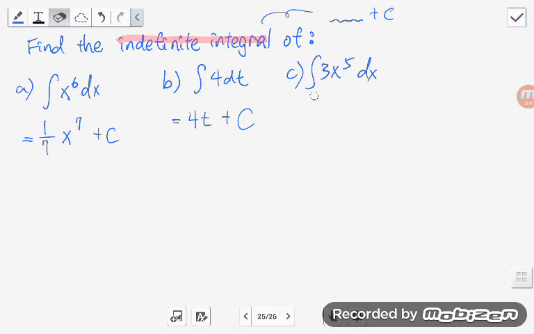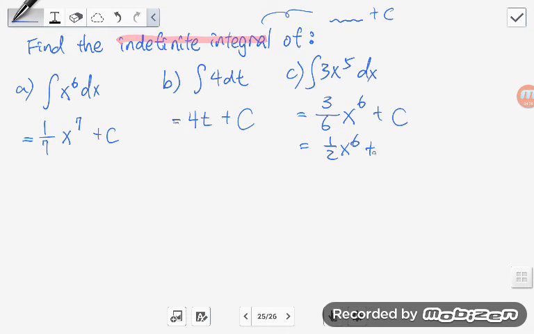Now let's look at example C. In this case, I'm finding the indefinite integral of 3x to the power of 5 with respect to x. So in order for me to get an x to the power of 5, my integral should have x to the power of 6. Does that make sense? And then if I differentiate this, I need to move the 6 to the front. So for me to take care of that, I need to have a 6 down there. But since I want to have this 3 there, I'm going to leave that 3 there, and this is going to be plus c. So if I simplify this, I'll get half of x to the power of 6 plus c.